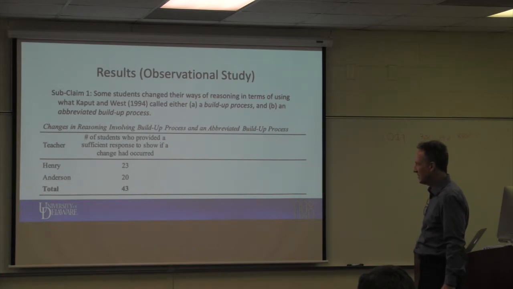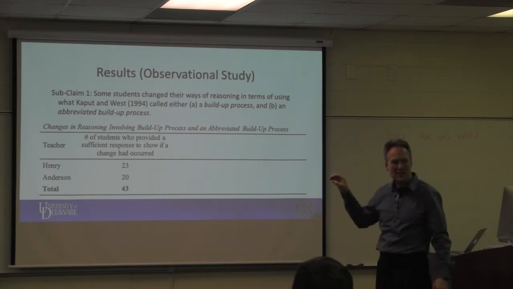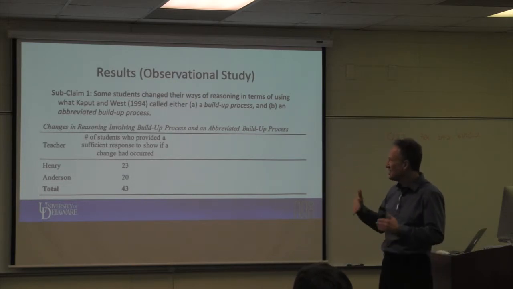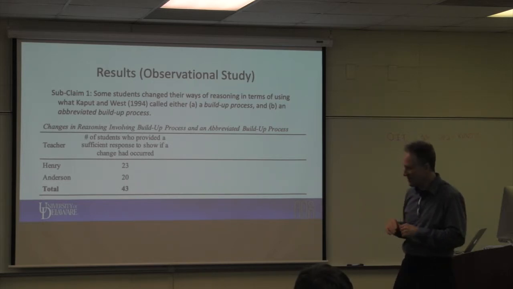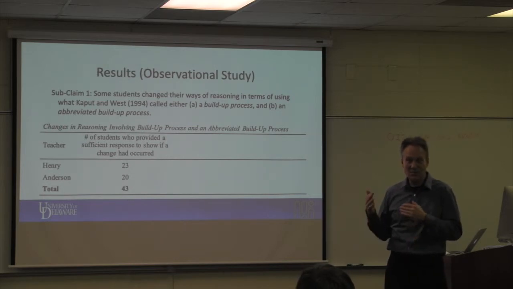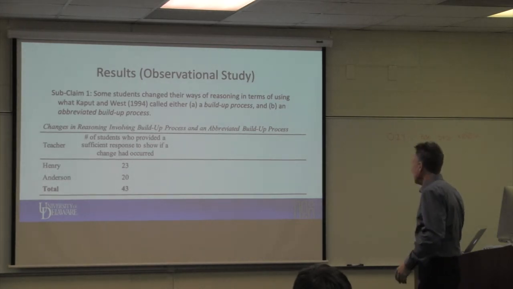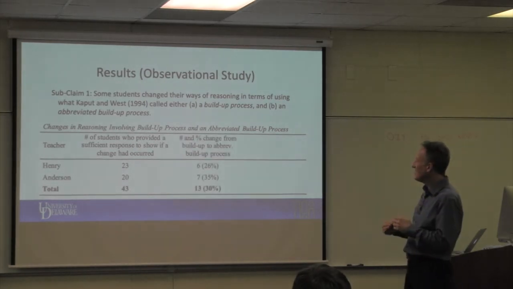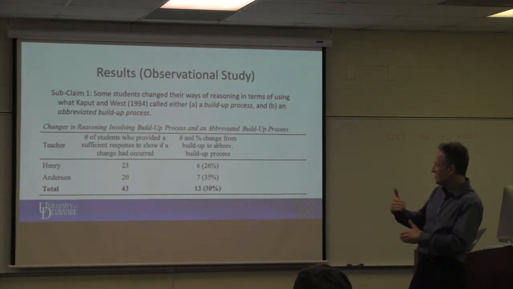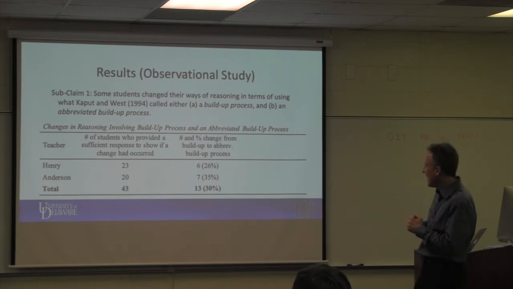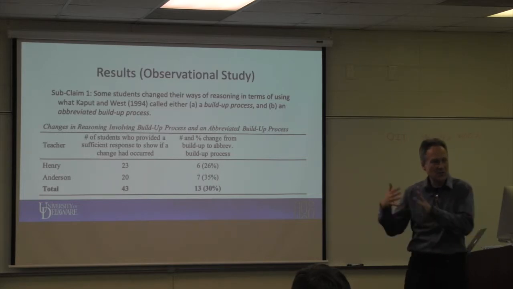Okay, so here's what happened in the two classes. For Miss Henry's class, 23 of her 24 students showed us a sufficient response that we could tell if there was a change or not. For Mr. Anderson, it was a little less: 20 of his 33 students gave us a sufficient response. For Miss Henry, 6 of the 23 students changed from a build-up process to an abbreviated process. Versus for Mr. Anderson, 7 of the 20 students changed from a build-up to an abbreviated build-up.